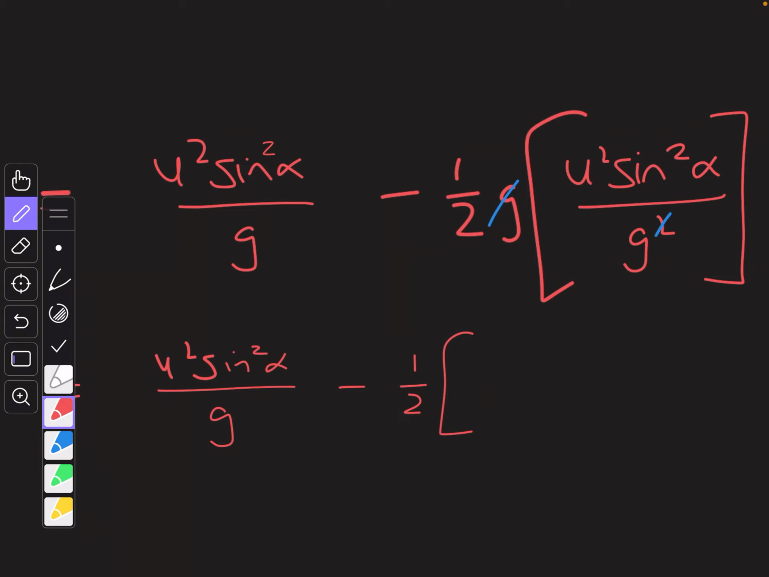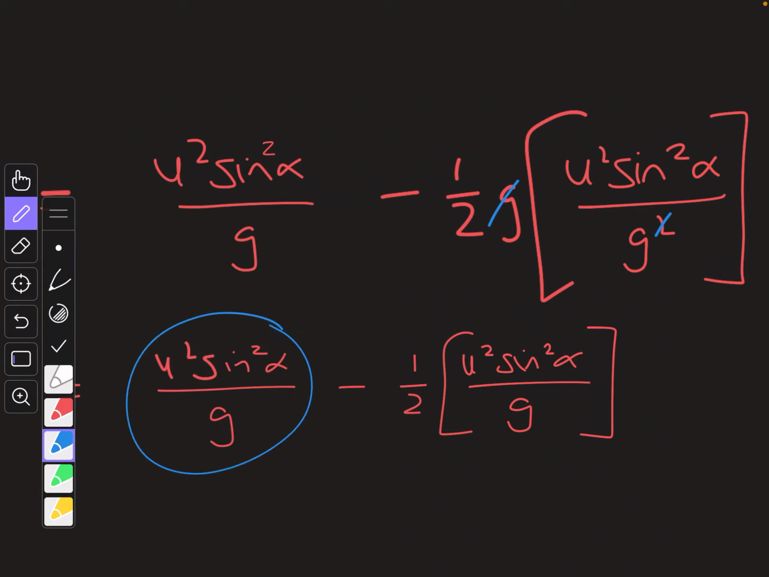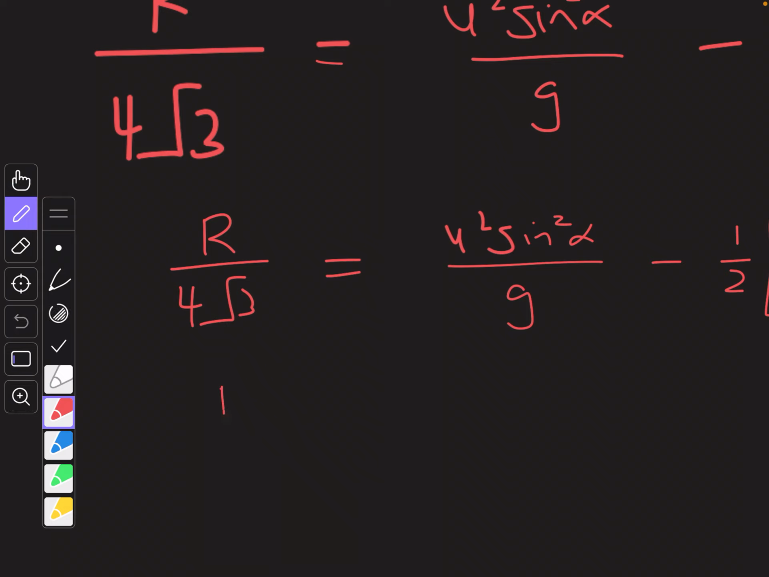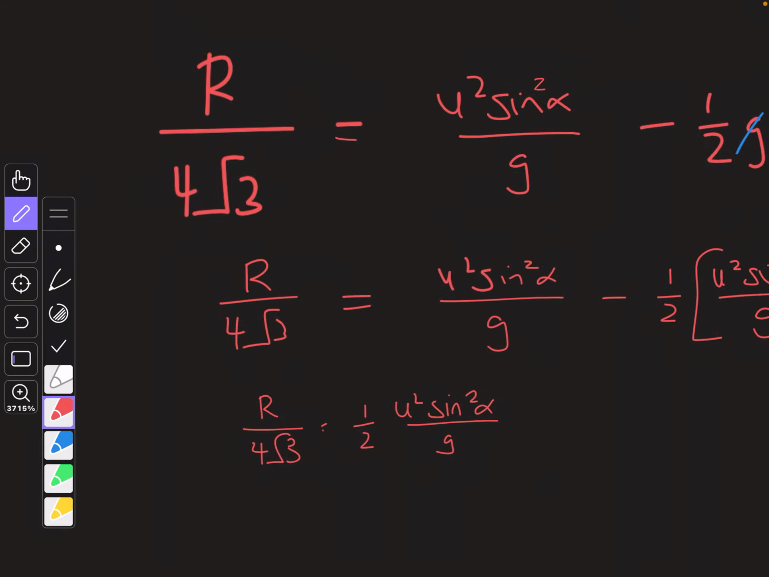Okay, the g's cancel and I get a half of this all over 1g. So basically it's this thing take away a half of the same thing, right? So what's 1 take away a half? It's just going to leave you with a half. So you're going to be ending up with R over 4 root 3 equals a half u squared sine squared alpha all over g.